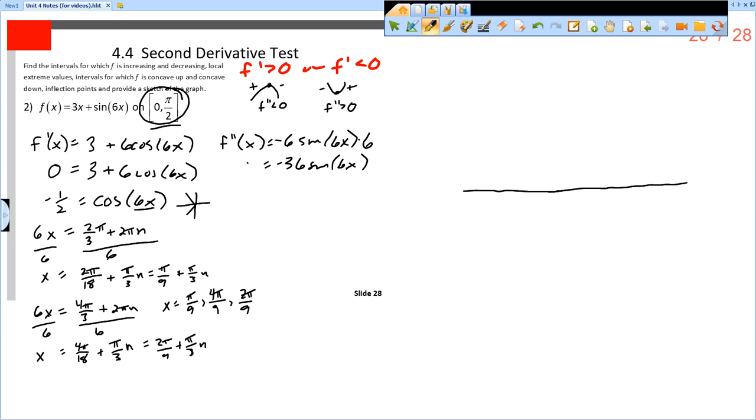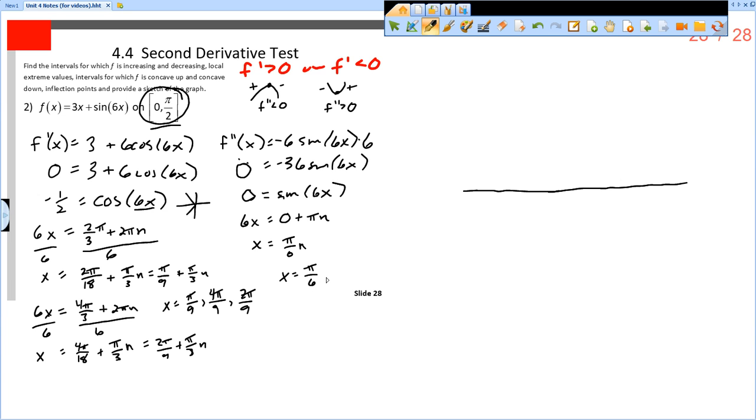All right, next we want to set f double prime equal to 0 so we can fill out our number line as well. All right, so we can divide by negative 36, so obviously that goes away, so we just get that 0 equals the sine of 6x. All right, so when is sine equal to 0, right? So sine is equal to 0 at 0. So 0, pi, 2 pi, 3 pi. So that would be just 0 plus pi n, or pi n. And so we can divide by 6, and we get that x is equal to pi over 6 n. So that means that x is going to be pi over 6, right?